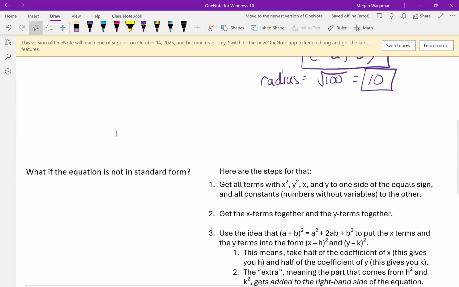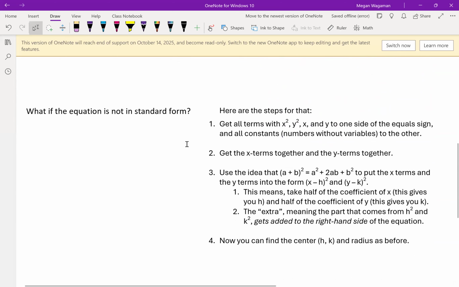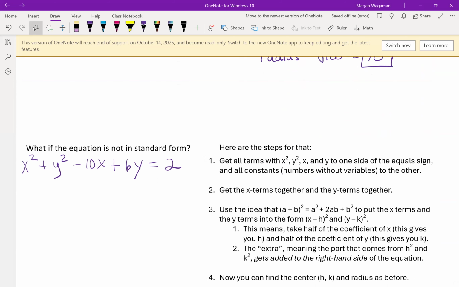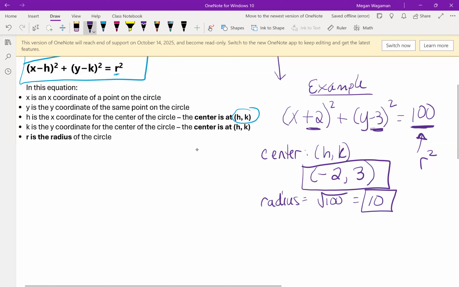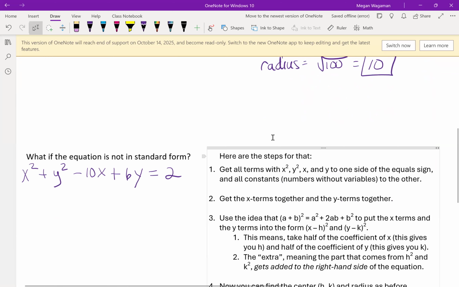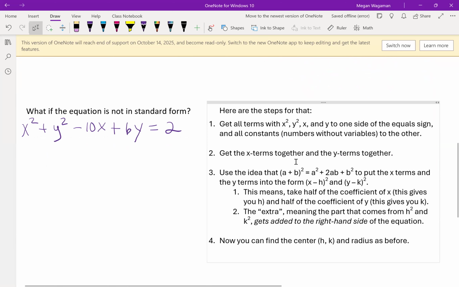But what if the equation is not in standard form? So if we have something like x² + y² - 10x + 6y = 2, let's say. It's not in this standard form where we have (x - h)², (y - k)², r². So we have to get into that form. Once we get it in that form, then we can again pick out the center and the radius. So here are some steps. I'm going to go through them to explain a little more.